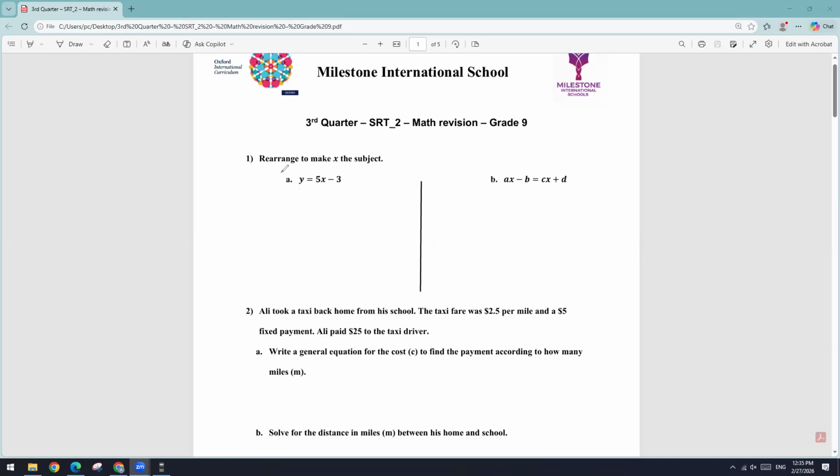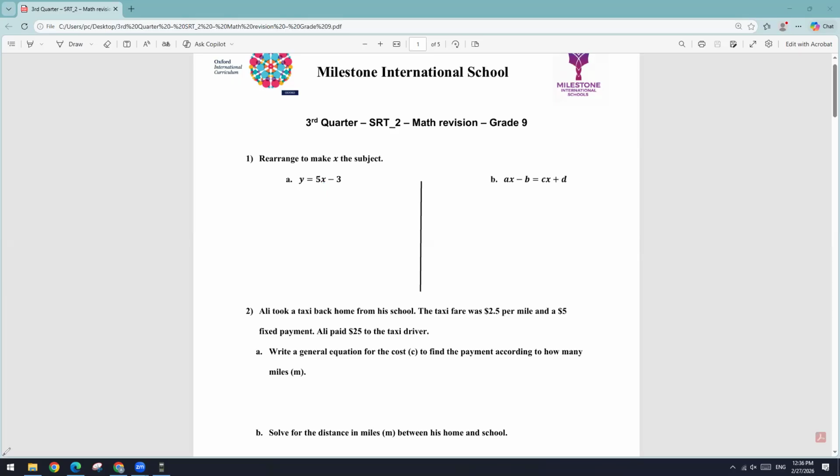Question 1. Rearrange to make x the subject. We have y equals 5x minus 3. So to make x the subject, we have to keep x alone on this side. So how do I do that? I do the opposite to remove 5 and minus 3.